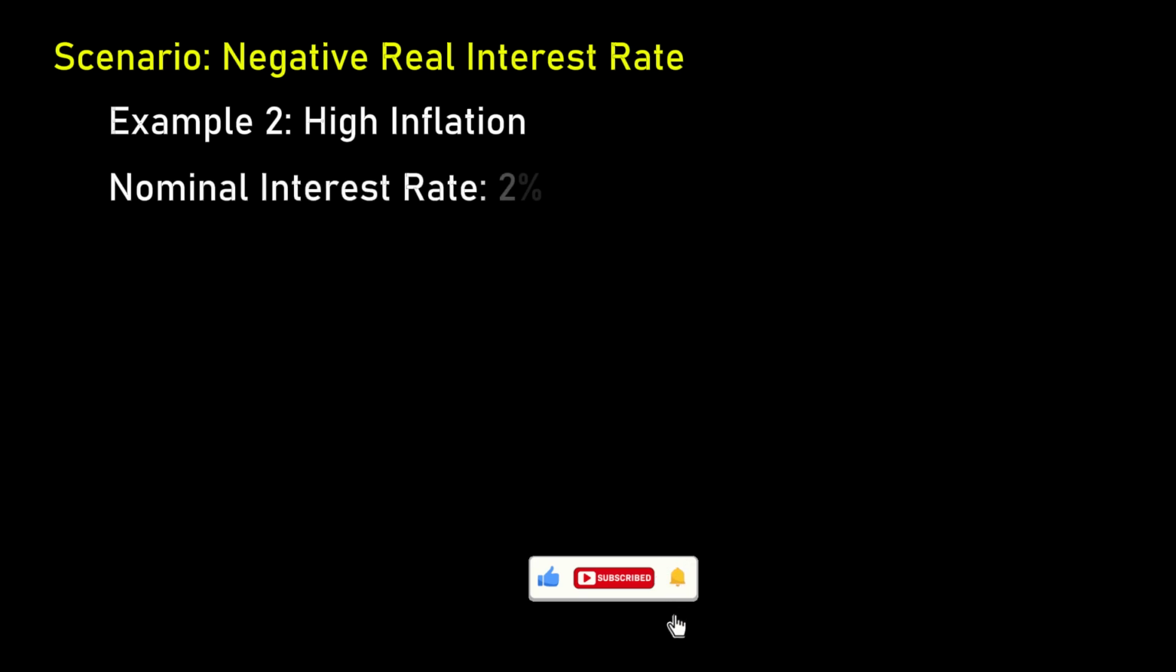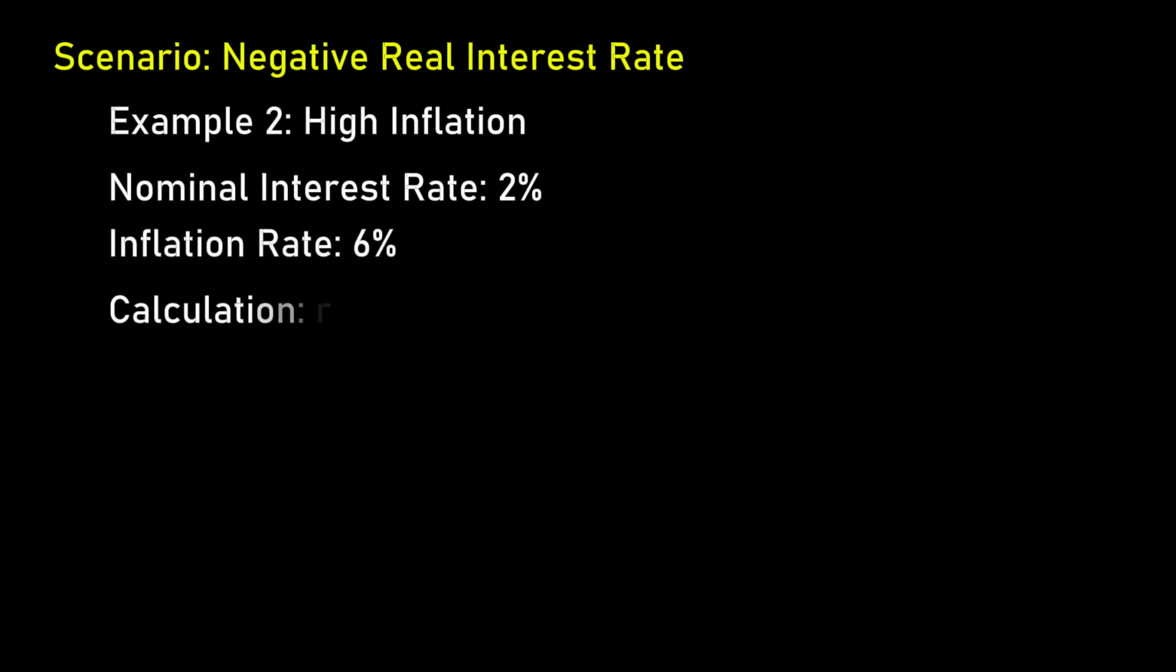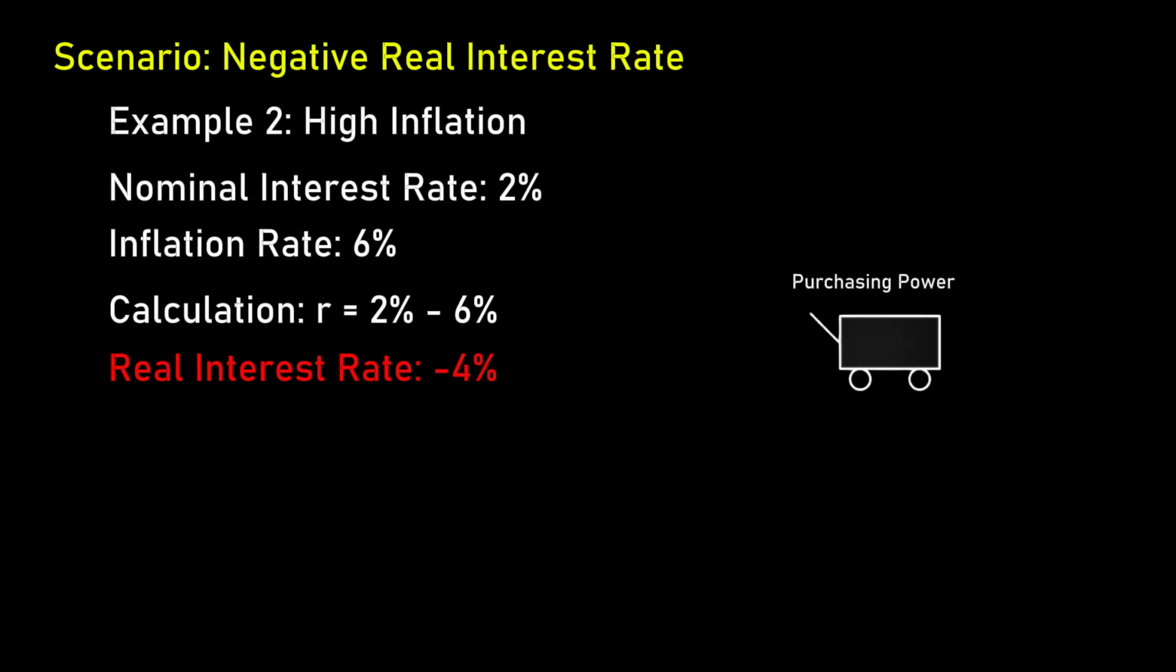Now, let's look at a scenario that surprises many people: a negative real interest rate. This happens when inflation is higher than the interest you are earning. Suppose you have a bond that pays you a nominal interest rate of 2%. At the same time, the economy is experiencing high inflation at 6%. Using our formula, 2% minus 6% gives us a real interest rate of negative 4%. In this case, even though you are technically earning interest and your total number of dollars is increasing, you are actually losing purchasing power. Every year, you can buy 4% less with your savings than you could the year before.